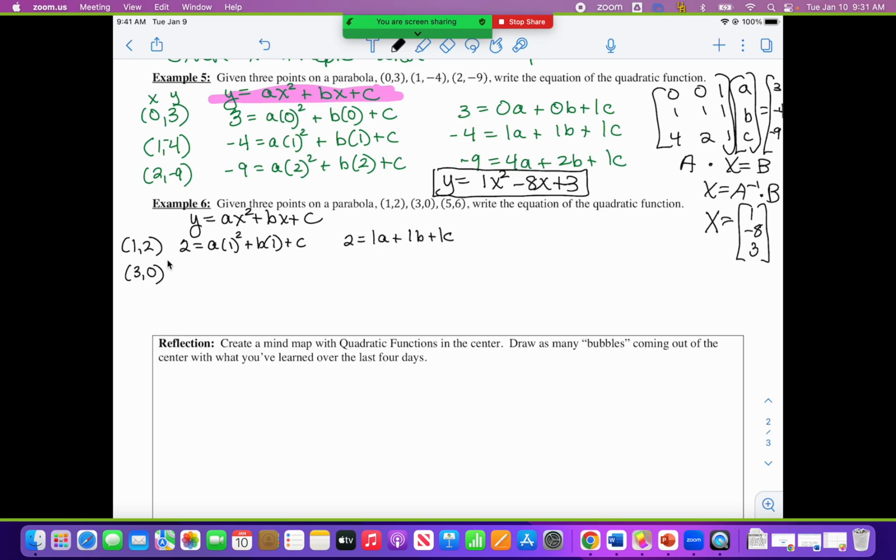All right, then I'm going to do 3 comma 0. That's 0 equals a times 3 squared plus b times 3 plus c. So that's 0 equals 9a plus 3b plus 1c.